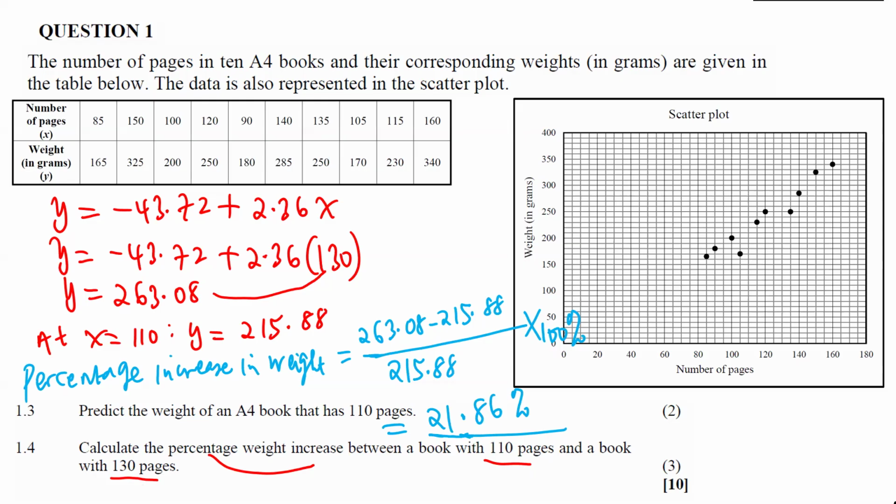So now we found the percentage increase in 1.4. The percentage increase is the biggest one, which is 263.08, minus the smallest one, 215.88, divided by the smallest one, which is 215.88, times 100%. And then you get the answer.